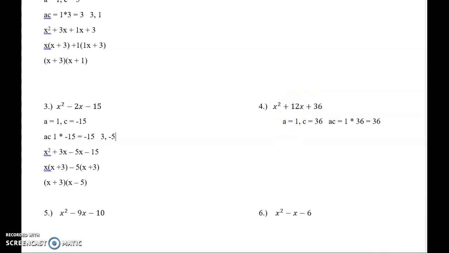So the ones that multiply to be 36 and add to be 12, 6 and 6. And so I'm going to substitute those in. So x squared plus 6x plus 6x, I just happen to have the same thing twice there, plus 36. All right, I'm going to cut it in half right there and do the GCF of both sides.